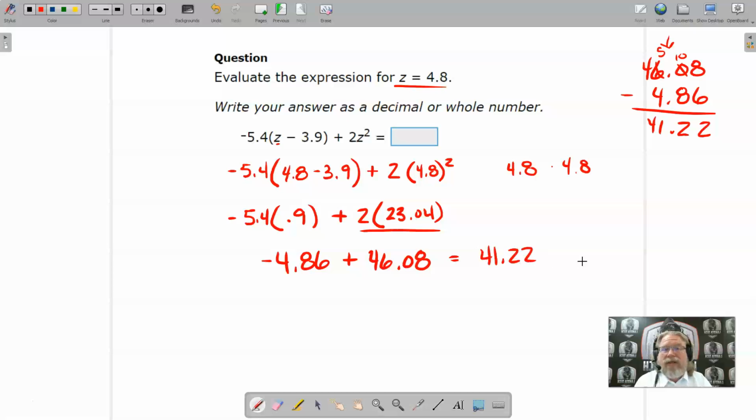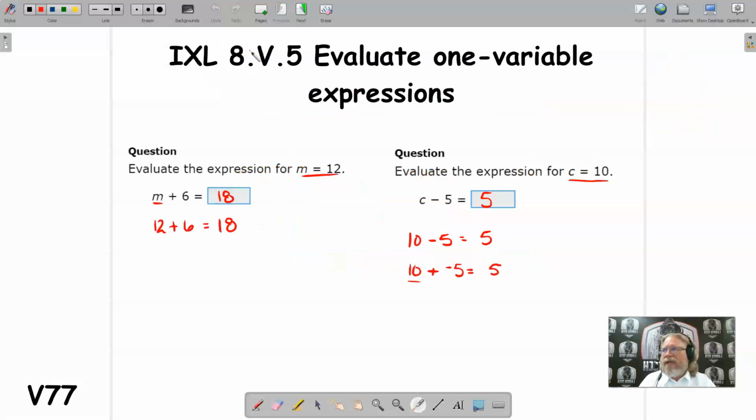41.22. Now the question is, is this a positive number or should it be a negative number? Well, we see that the greater absolute value belongs to the positive number. So since the greatest absolute value between these two values is positive, our answer is going to be positive as well. That's 41.22. All right. So those are all of my examples for 8.V.5, evaluate one variable expressions.